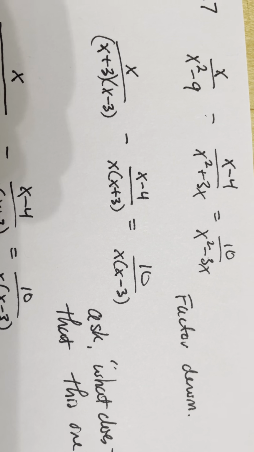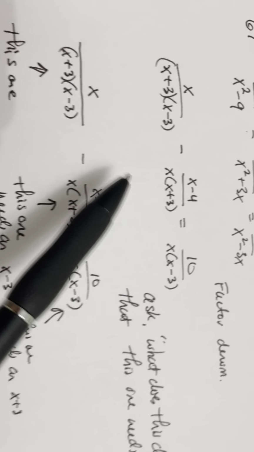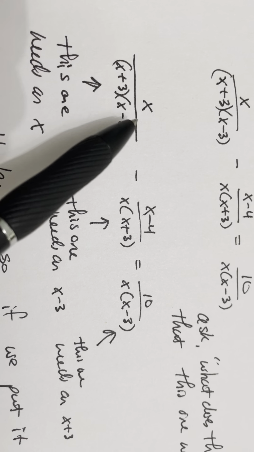And now my hint is ask, what does this denominator have that this one needs? Basically what I'm going to say is, what does this denominator have that this one needs? Well, the x plus 3 is there, and this one has an x, but this one does not have an x. So what I'm going to say is this one here is going to get an x.